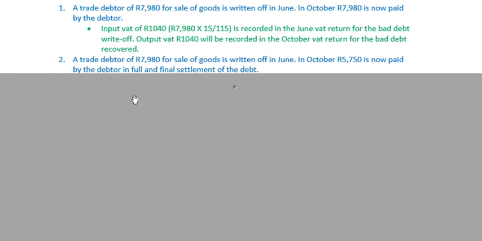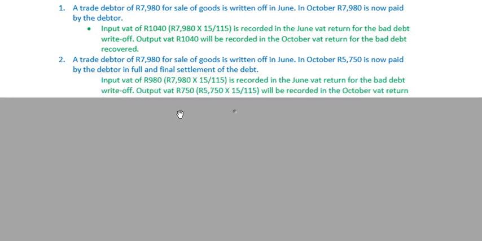Next one, 2. A trade debtor for 7980 is written off in June. In October, 5750 is paid to the debtor in full and final settlement. You've only received 5750. Therefore, you only need to account for output VAT on the 5750 times 15 over 115, and that will be recorded in the October VAT return. When you wrote it off, obviously you'll get a bad debt on the full 7980. But they've only paid you 5750, so you only need to account for the amount that you've collected.